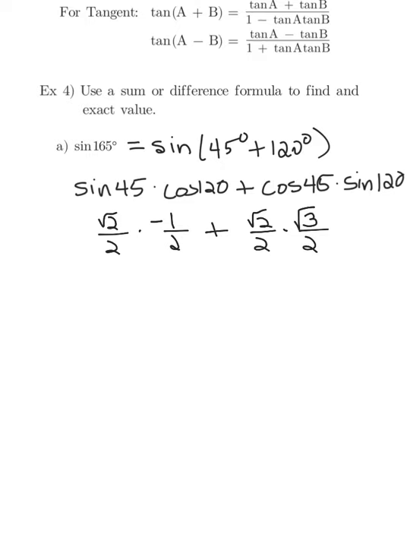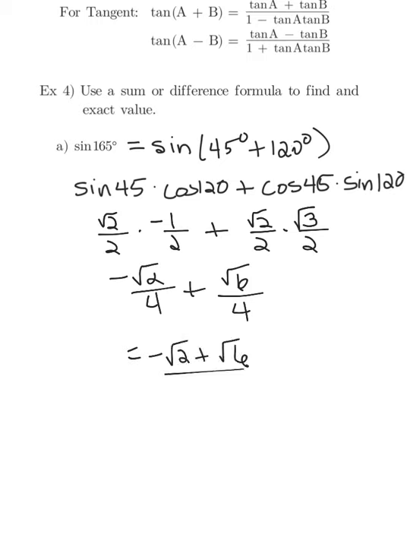Order of operations, we need to do our multiplication first. Radical 2 over 2 times negative 1/2 is going to give me negative square root of 2 over 4 plus square root of 6 over 4. We have a common denominator, so we can write this as one fraction. So we will have negative square root of 2 plus the square root of 6 over 4. This is your final answer.